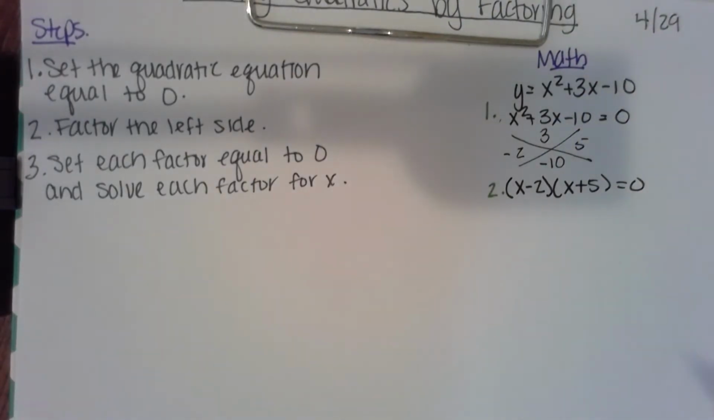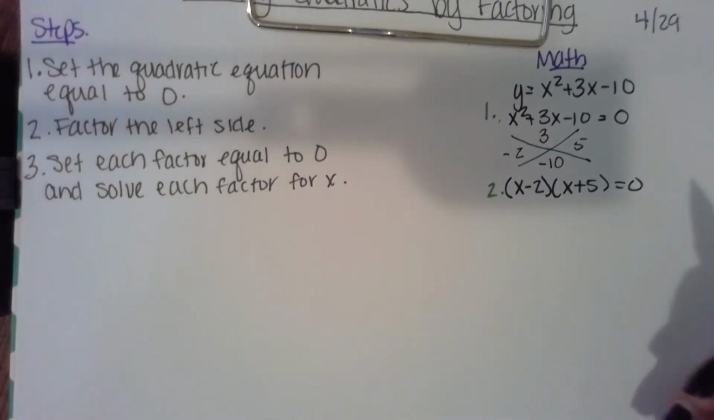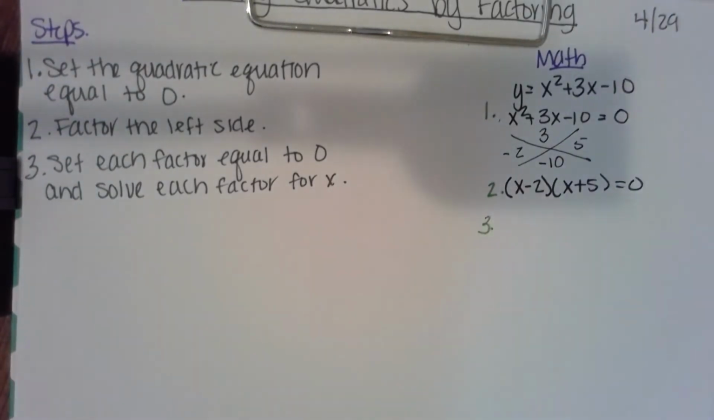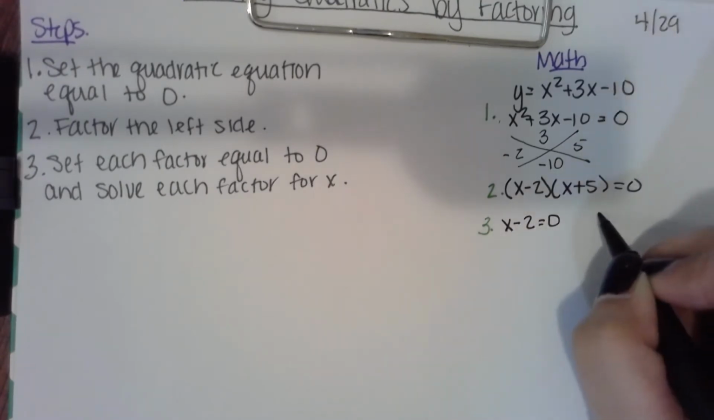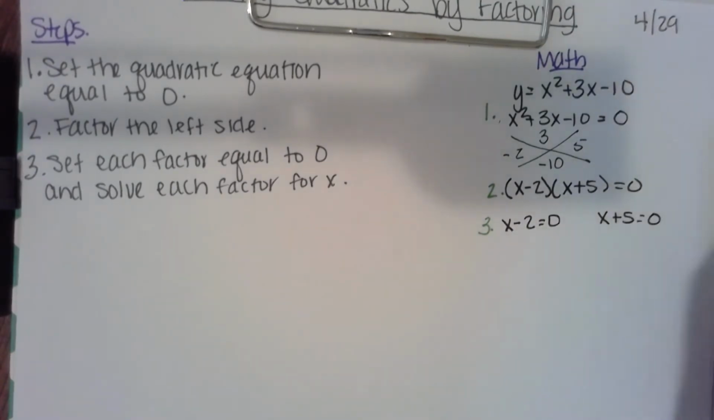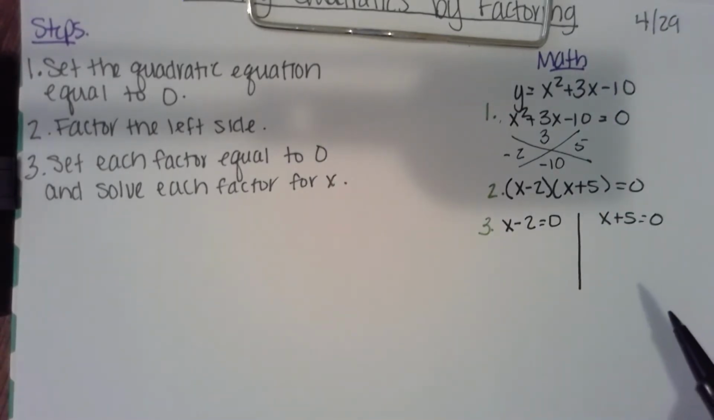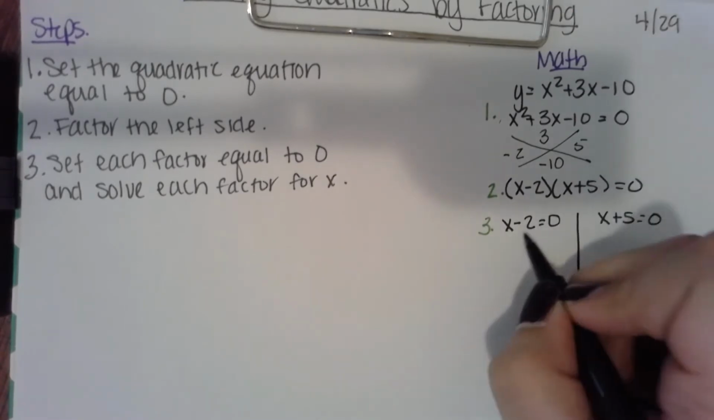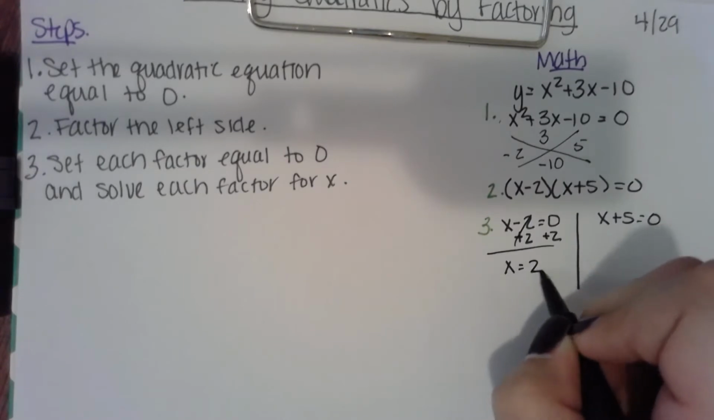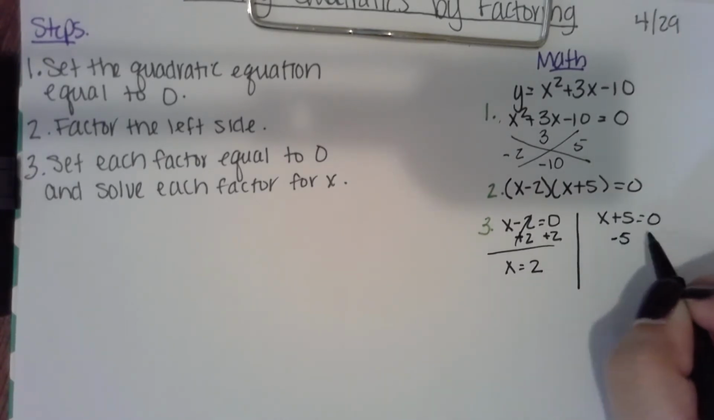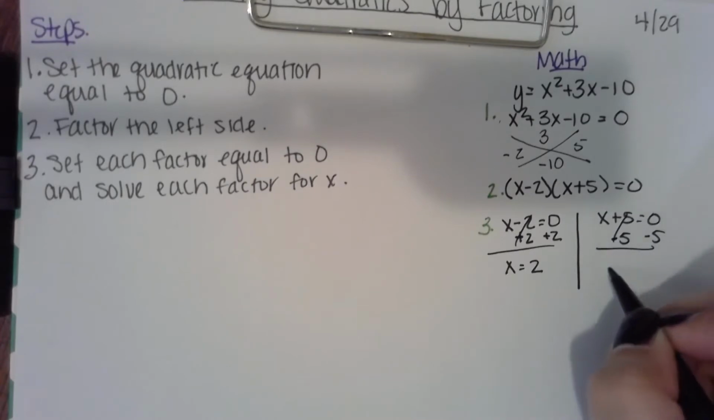So this means that we're going to, and this is actually step number 3, set x minus 2 equal to 0, and set x plus 5 equal to 0. And then if you need to, draw a line in between the two so you can see that these are two separate equations. And then solve each factor for x. On the left side we would add 2 on both sides, and we would get x equals 2. On the right side, we would subtract 5 on both sides. We would get x equals negative 5.